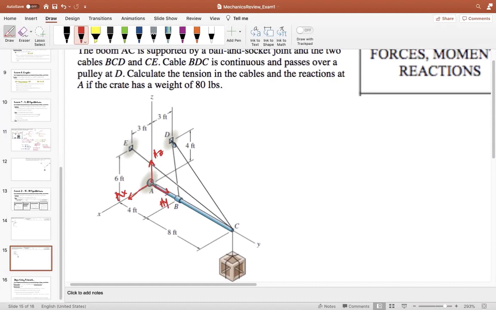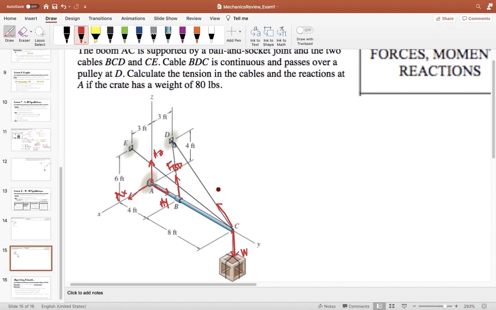Anyone want to tell me what other forces I have on this diagram that I have to take into account? The weight of the box. Beautiful. The pulley. Well, the pulley doesn't have its own force, but the tensions. The pulley itself is quite important. Technically, you have a force here and a force here.